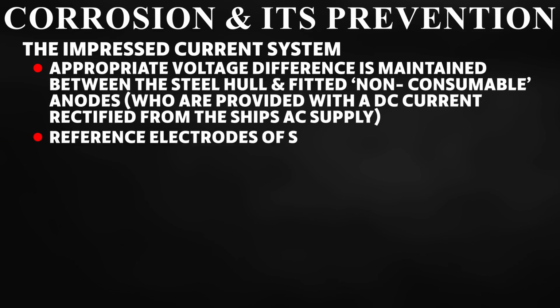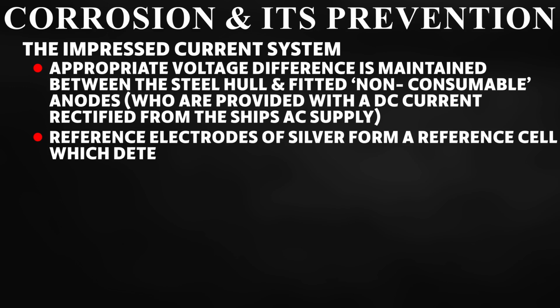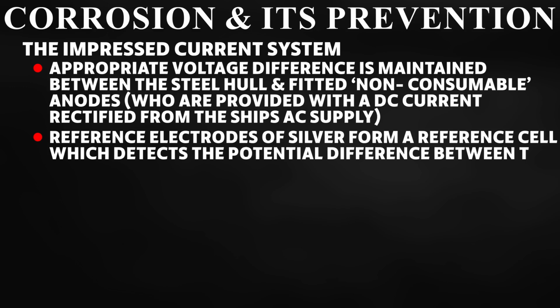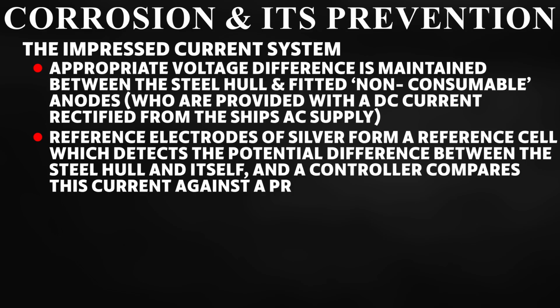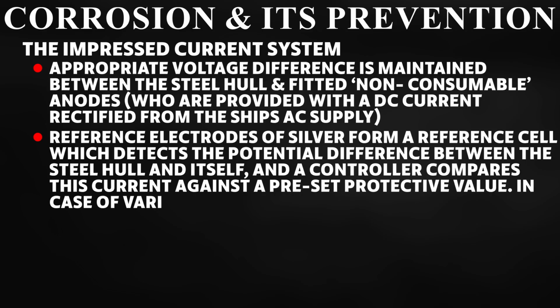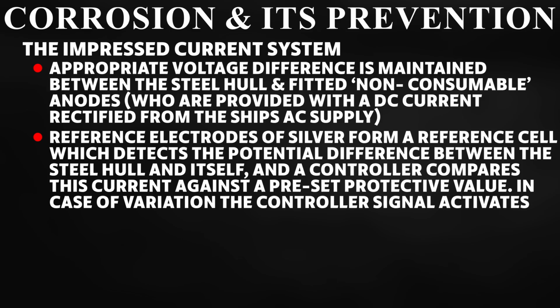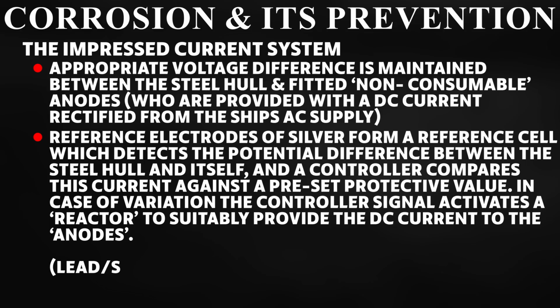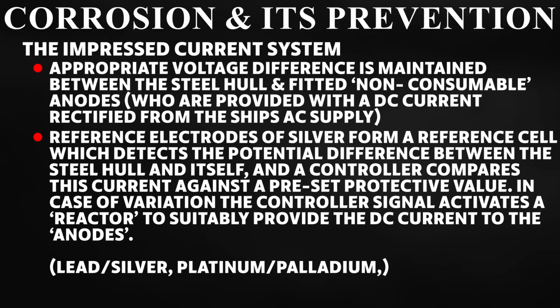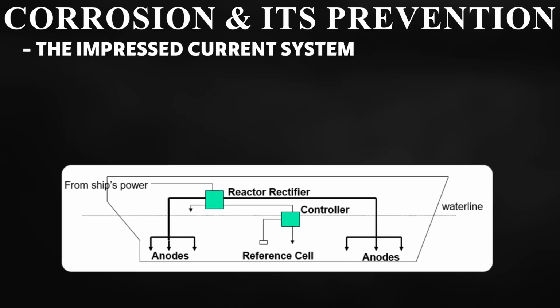Reference electrodes of silver form a reference cell which detects the potential difference between the steel hull and itself, and a controller compares this against a preset protective value. In case of variation, the controller signal activates a regulator to suitably provide the DC current to the anodes, lead/silver or platinum/palladium. The impressed current system.